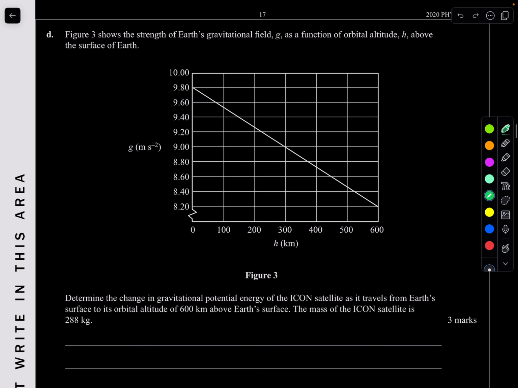So, all right, determine the changing gravitational potential energy of the Icon satellite as it travels from the Earth's surface, so from 0 to the altitude of 600 kilometers, which is over here, above the Earth, and the mass of the Icon satellite is this. Okay, first we need to calculate the area.